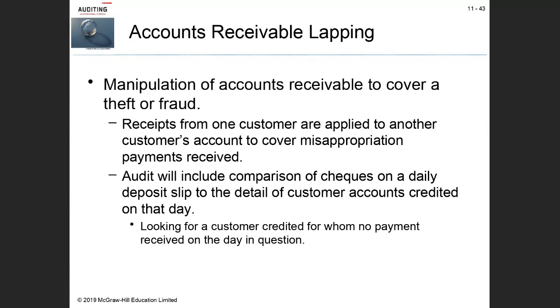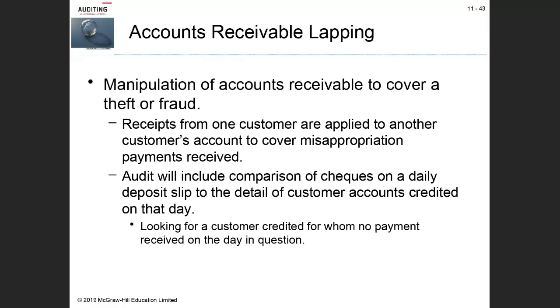Eventually the fraud is discovered because usually the clients complain. There's a problem with respect to money not being deposited against their accounts receivable. The way you find that in an audit, as they point out here in the PowerPoint, is that the audit should compare the checks deposited on the actual deposit slip and trace the deposit slip to the customer account. So on the deposit slip, it'll say customer A paid $10,000. But if you look at the accounts receivable accounts and it credits customer B for the amount paid by customer A, that's an indication of lapping.